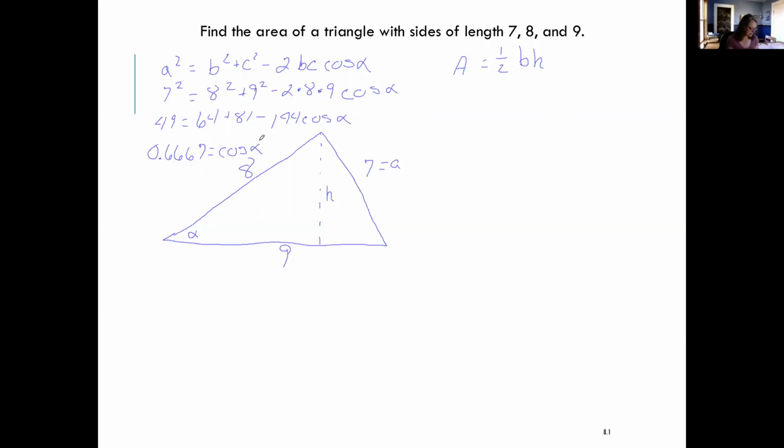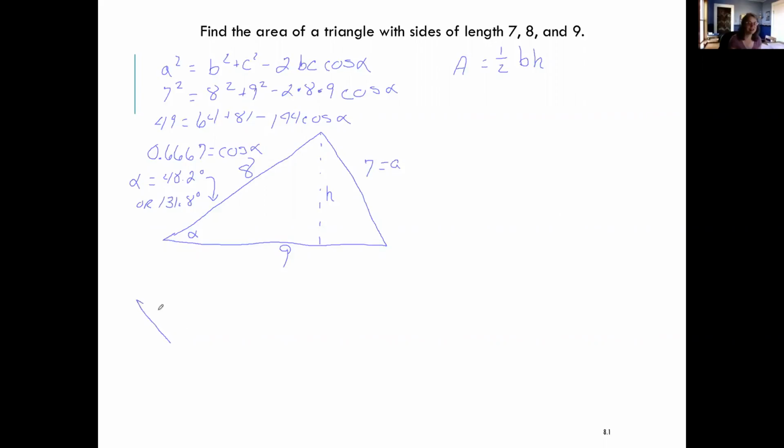Give me a second. This is a different calculator. I'm not quite sure how to, there it is. So take the inverse cosine. And we get that my angle is 48.2 degrees. Or we could get another angle that was 132 degrees, but that would give us a weird, well, that's okay. Let's see what happens. Or 131.8 degrees.